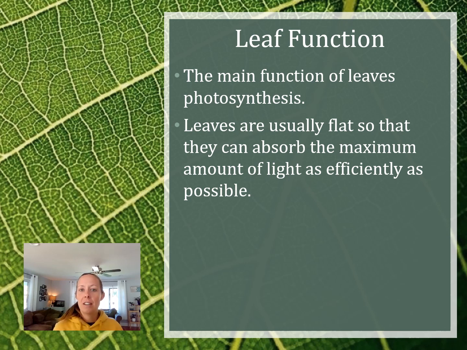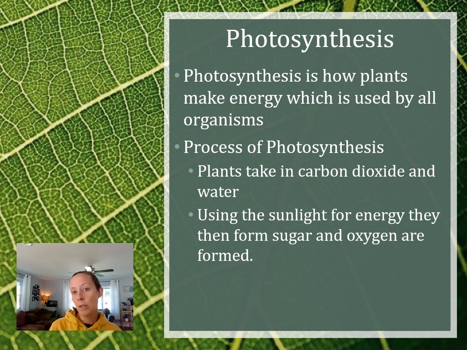So the function of a leaf is going to be photosynthesis, and leaves are usually flat so that they can absorb the maximum amount of light possible and be as efficient as possible, right? Because all they're going to do is absorb light and use it to do photosynthesis. So photosynthesis is how plants make energy or make food for all organisms. And the key here is that this is used by all organisms. So we all need plants to live, all right?